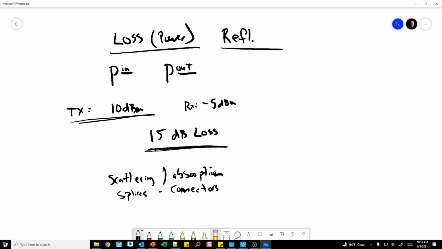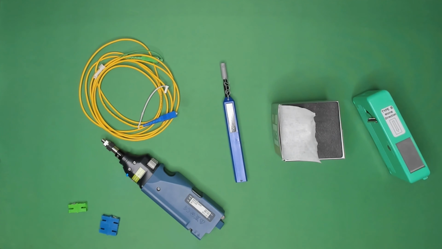All of that stuff contributes to loss. And then we'll talk about how we can measure some of those parameters as well. The other measurement is reflection. Reflection in the past wasn't something that a lot of folks looked at outside of the enterprise market.